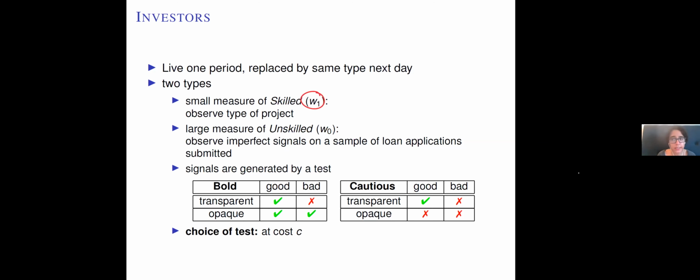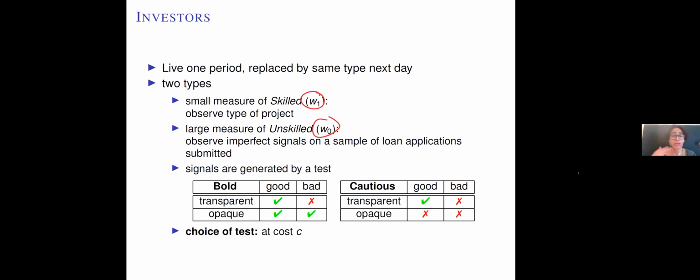What does skilled mean? Skilled means a skilled investor knows exactly the type of the project or entrepreneur. I'm going to use type of project and type of entrepreneur interchangeably. So each investor observes a project, and knows both tau and omega, both transparency and good or bad. Then there's a large measure of unskilled investors of total wealth W0. And here is where information asymmetry comes in. They don't know the type of the project. They only observe an imperfect signal on a sample of loan applications that it submits.